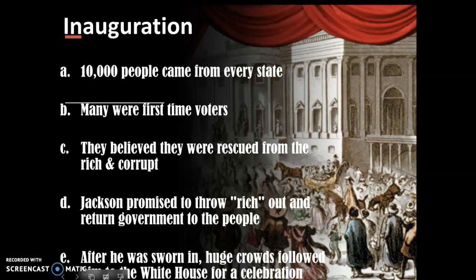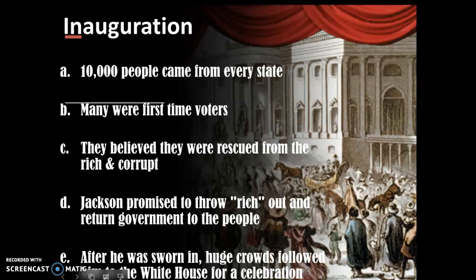So for his inauguration, he is sworn in on March 4th, 1829. More than 10,000 people come from every state to see him. Many of these people were those first-time voters. They were very excited because, again, Andrew Jackson was one of them, and they believed that he was rescuing them from the rich and the corrupt of the government that had happened over the last couple of decades with the other presidents. And so Jackson had promised to throw the rich out and return government to the people.